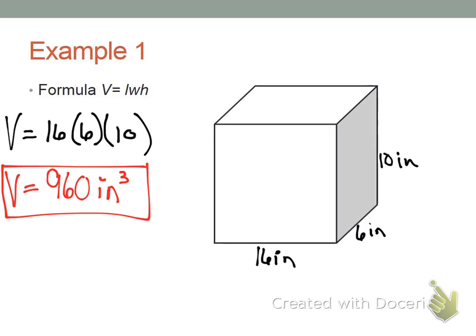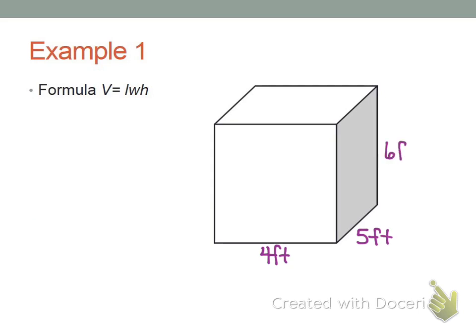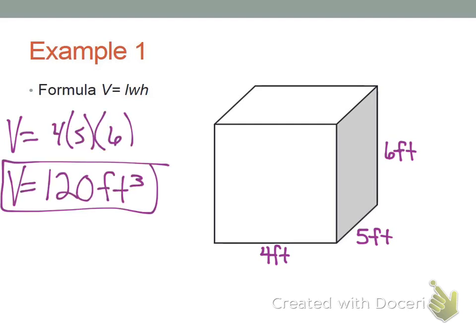All right, you think you can do another one? Okay, start to finish all on your own. Here's your dimensions. So again, I make my substitutions, and 4 times 5 times 6 is what? 120. Who got 120 feet cubed?